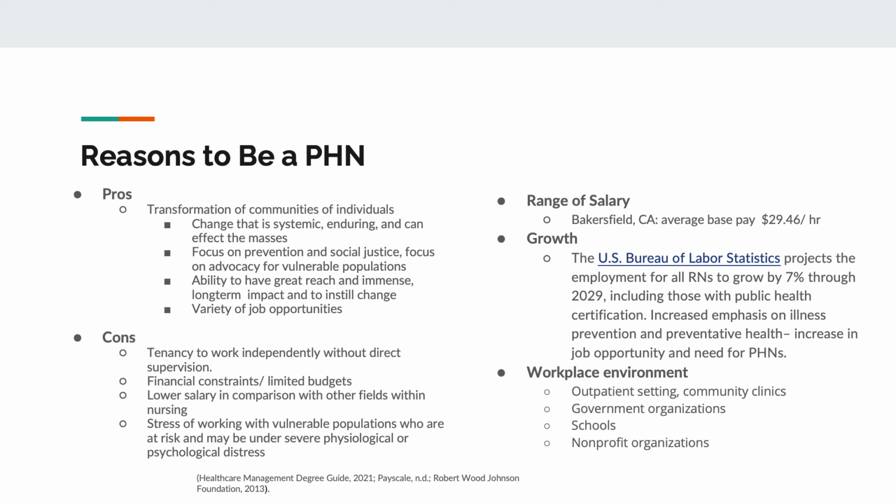And then, switching gears a little bit to talk about what the job can offer in terms of salary. I currently live in Bakersfield, and I found that the average base pay for a public health nurse in this city is about $29 an hour. However, that is lower than the average base pay for nurses in a lot of other jobs outside of public health.